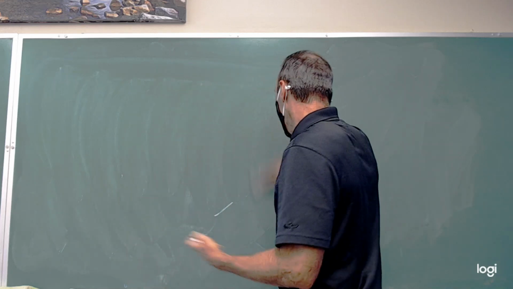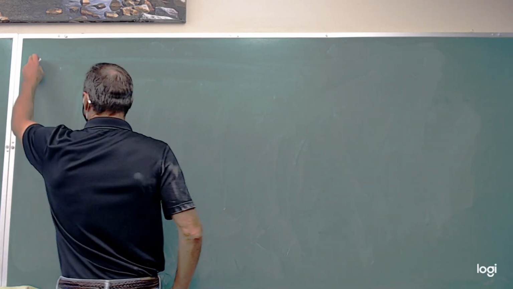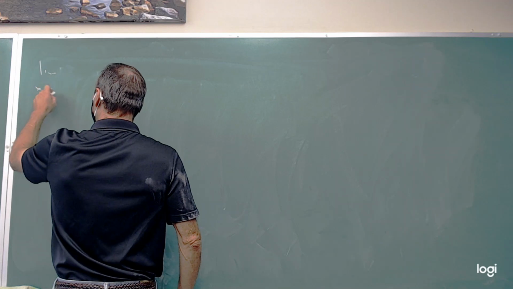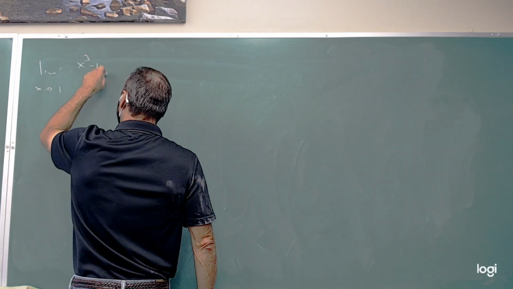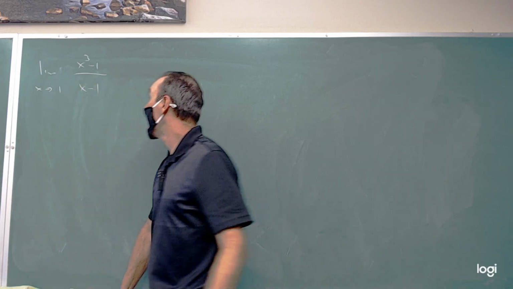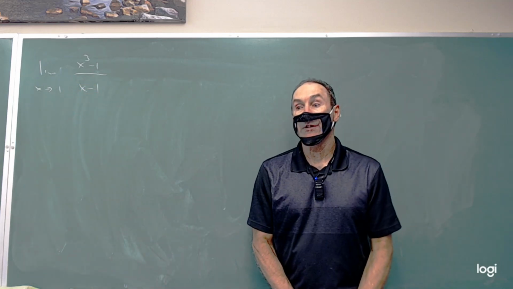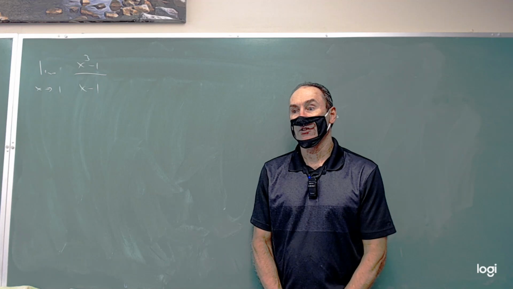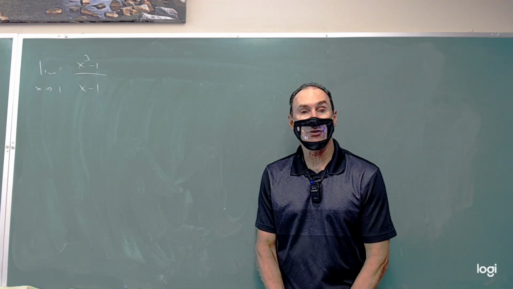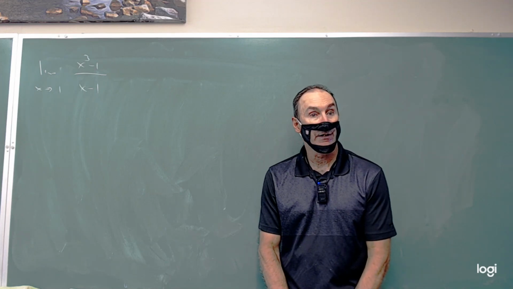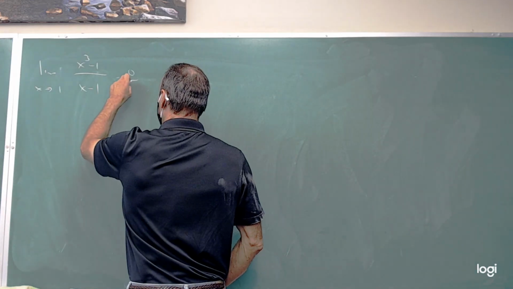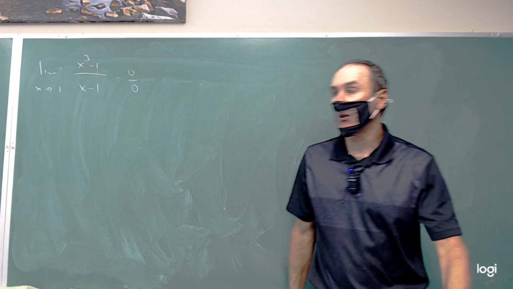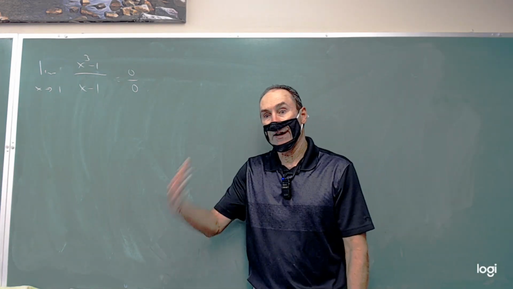Now, I'll show you one that's kind of tricky, because something like this will come up on your homework. So, the limit as x approaches 1 of x cubed minus 1 over x minus 1. We direct substitute in, and we get 1 minus 1, 0, over 1 minus 1. 0 over 0 is indeterminate. So we're going to try to factor it.